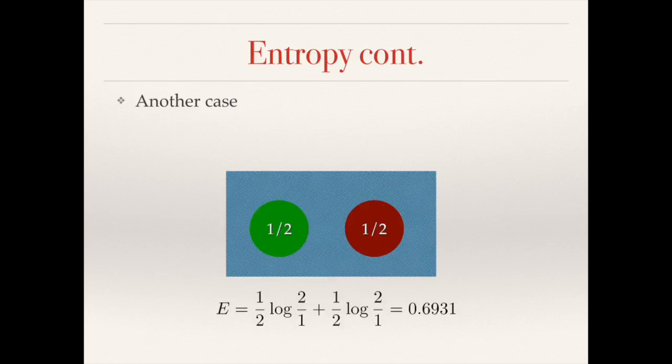Now consider another example with the same setting of the system, but now the two events each have half of the probability of coming out. If we compute the entropy, it is 0.69. Obviously, the entropy of 0.28 is less than 0.69.